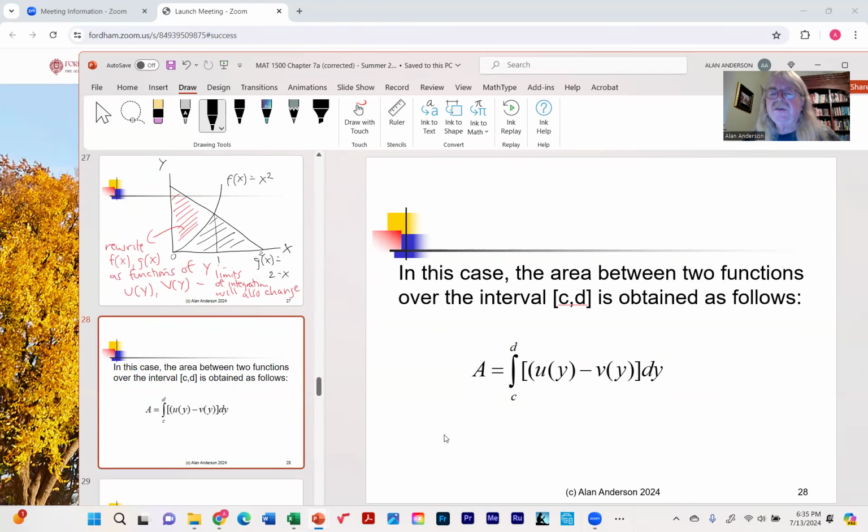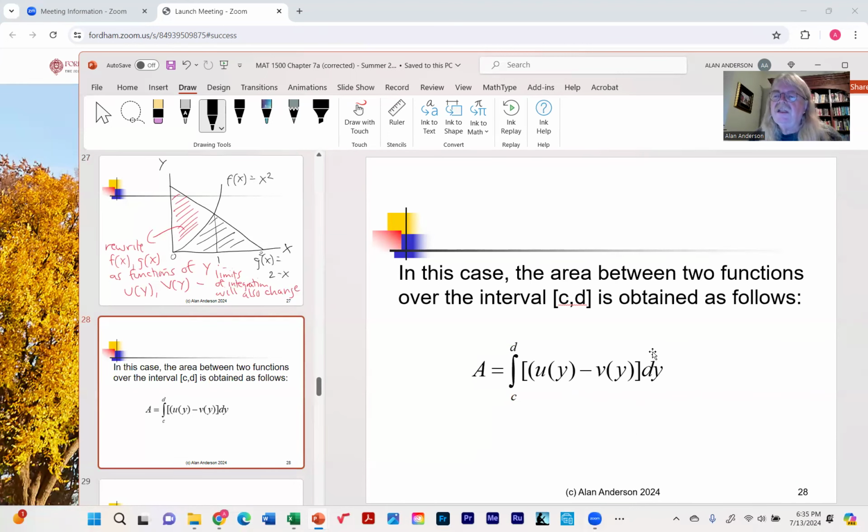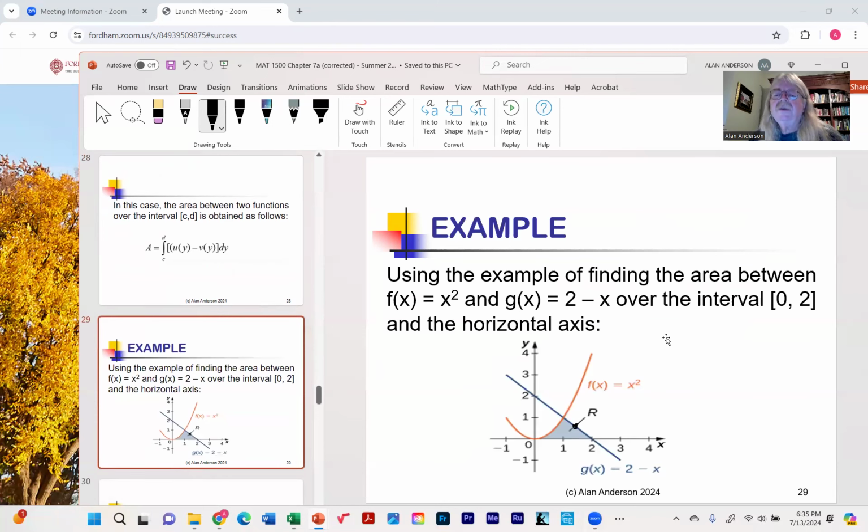So we're going to change everything to y's. We're going to integrate with respect to y. We're going to have two functions, and the interval of interest will also be different, by the way. Okay, in other words, instead of 0 to 2, we'll have whatever this is up here down to 0. So we have to find these first, and then we can go ahead and integrate the normal way. So what do we do?